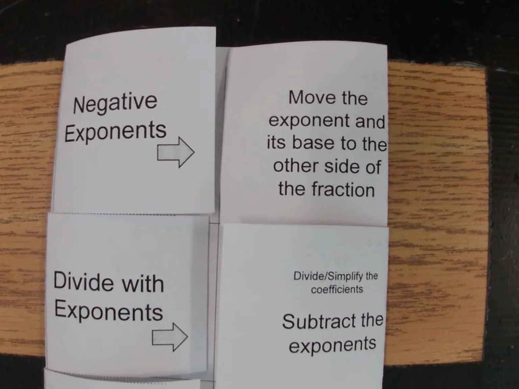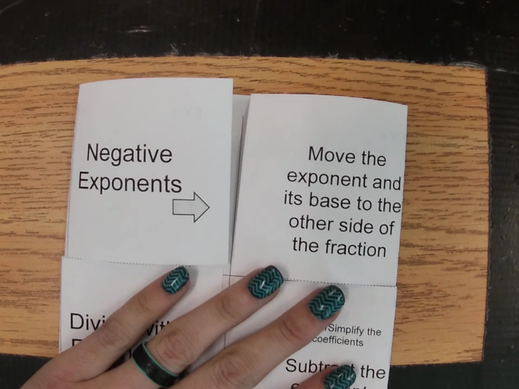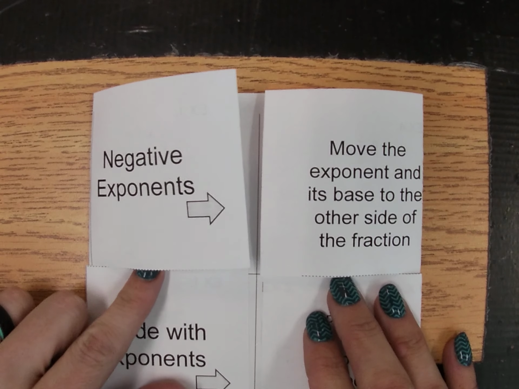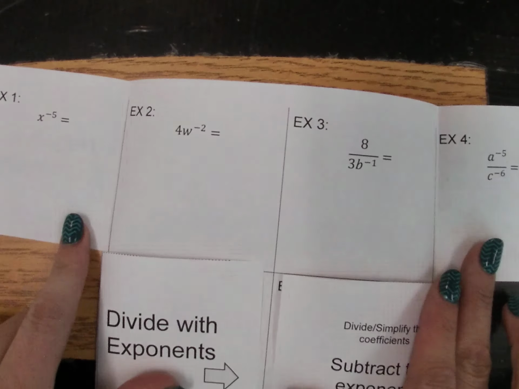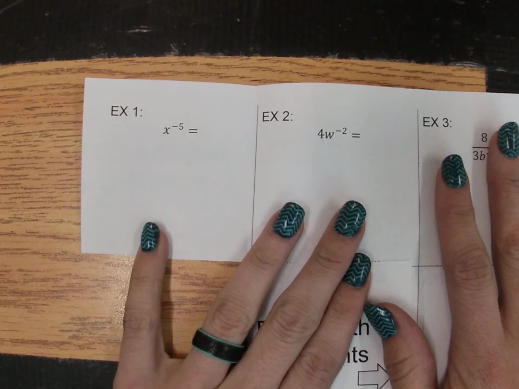Today we are going to continue to look at some properties of exponents. So we have 3 more that we are going to add to the list today. Our first one being what we do if we have a negative exponent. So what do negative exponents tell us to do?